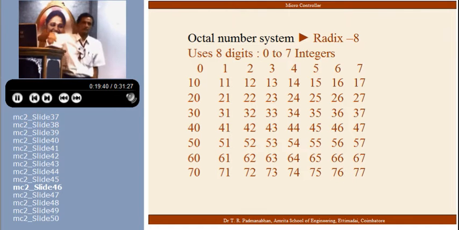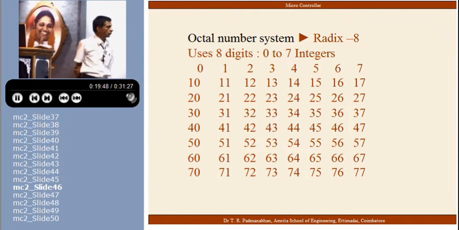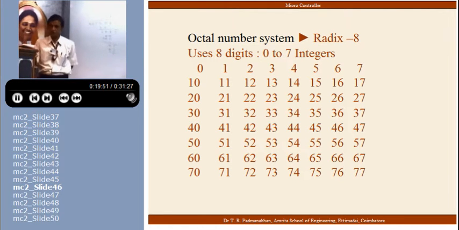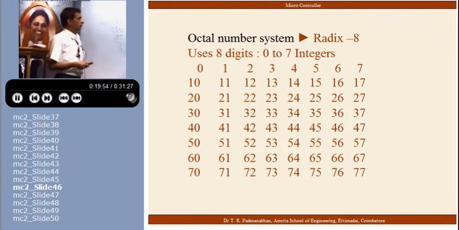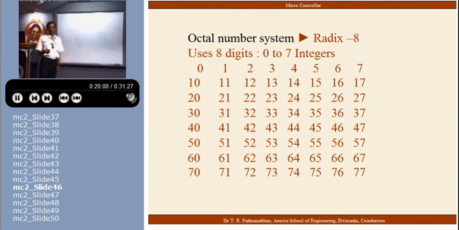I have prepared, like what we give to children, a table here. This is a table of numbers in the octal system. In the octal number system, there is room for only 8 digits. The digits are 0 up to 7: 0, 1, 2, 3, 4, 5, 6, 7. There is no 8 and 9. Then I go for 2-digit numbers: 10, 11, 12, 13, up to 17. Then 20 to 27, 30 to 37, 40 to 47. I go up to 70 to 77.